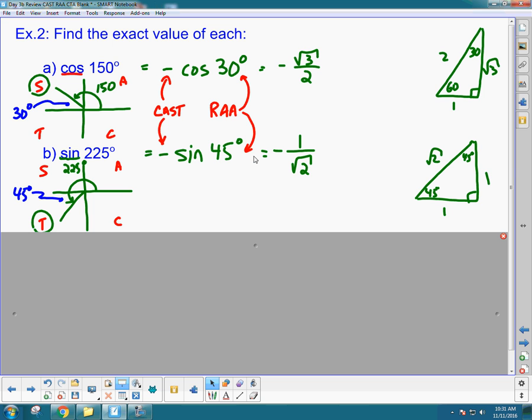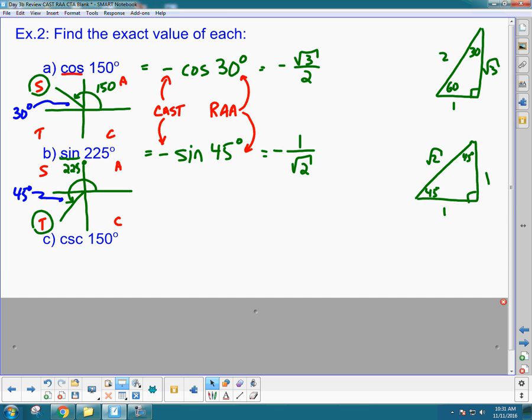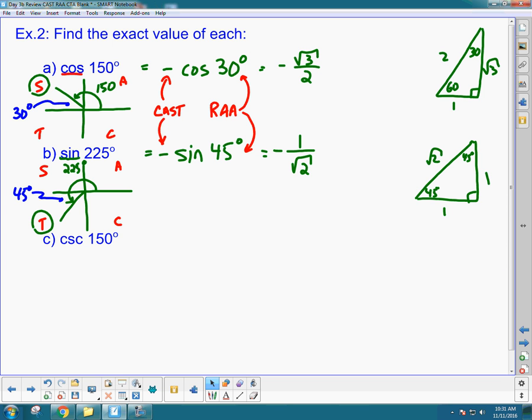You can go to your calculator here and confirm that you're right. You can type in sine of 225, get some decimal, and you can type in 1 over root 2, put a negative in front of it, and you should get that same decimal. So this third one, I'm going to maybe give you a second to try on your own, if you'd like. If not, I'll just keep on going.